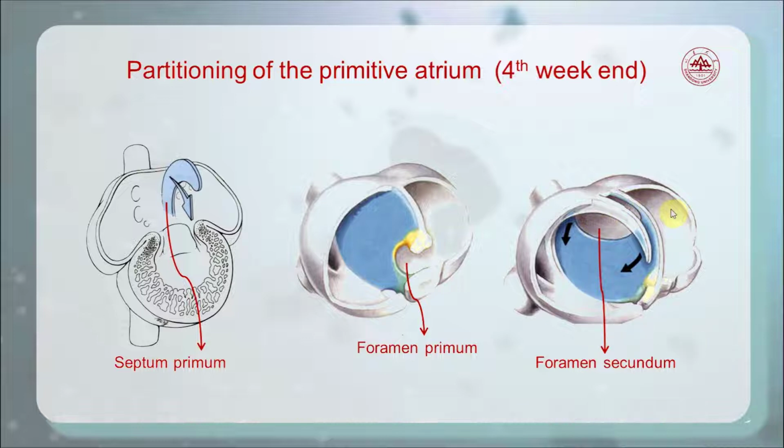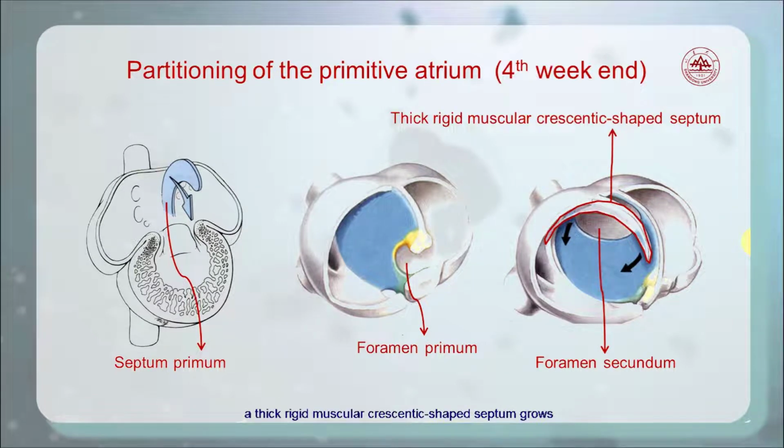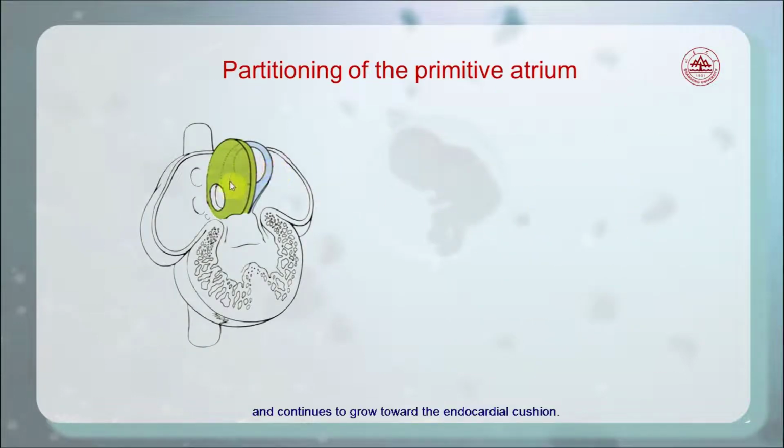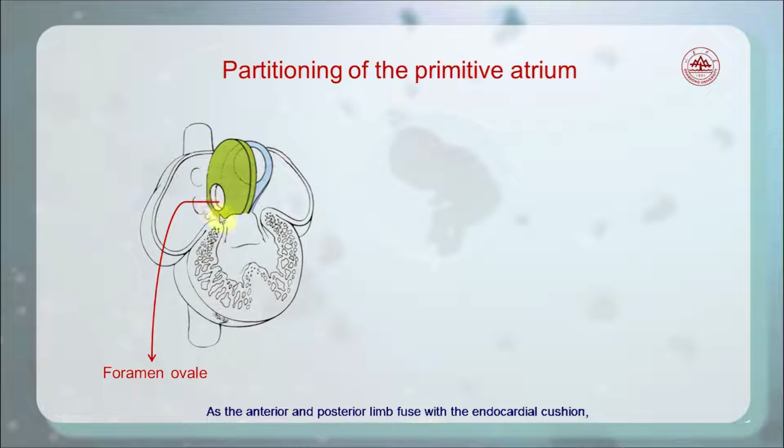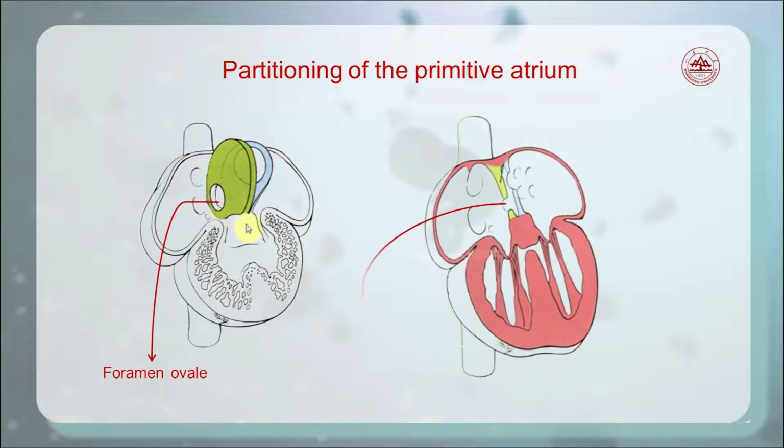During the 5th week, immediately to the right of the septum primum, a thick, rigid, muscular, crescentic-shaped septum grows from the ventral cranial wall of the atrium, gradually overgrows the foramen secundum and continues to grow towards the endocardial cushion. As the anterior and the posterior limb fuse with the endocardial cushion, the septum secundum stops growing.